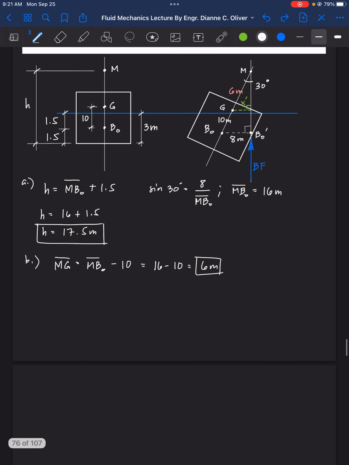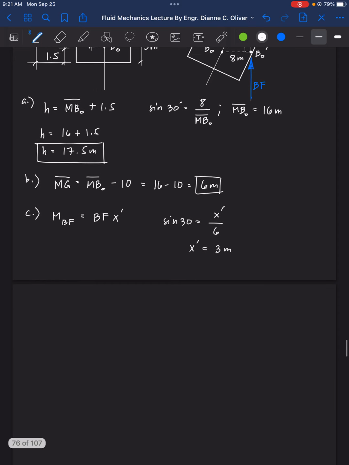Therefore, our letter C, MBF, is equal to the buoyant force times the x prime. So we need to find the value for the x prime. For the x prime here, of course, there's 6 meters there. Therefore, we can find it now as sine 30 equals x prime over 6. Therefore, x prime is equal to 3 meters.